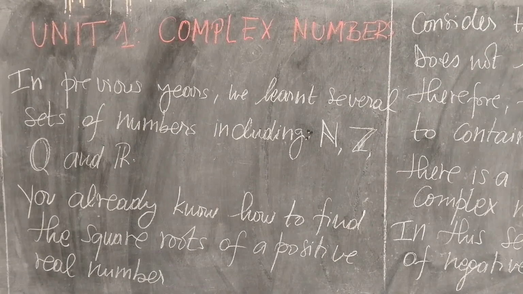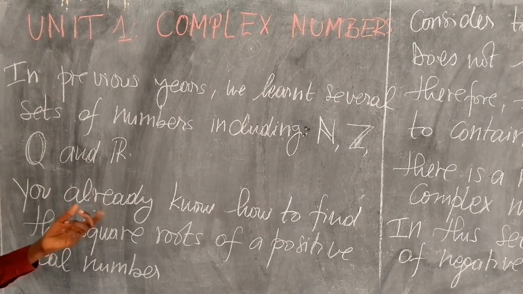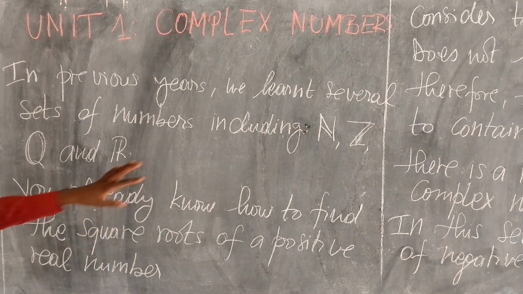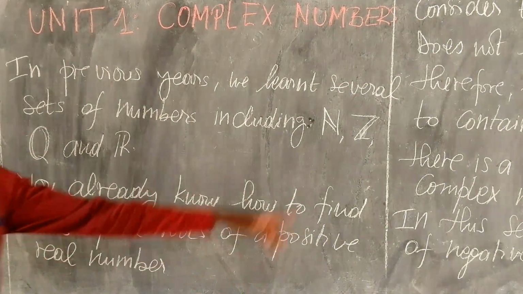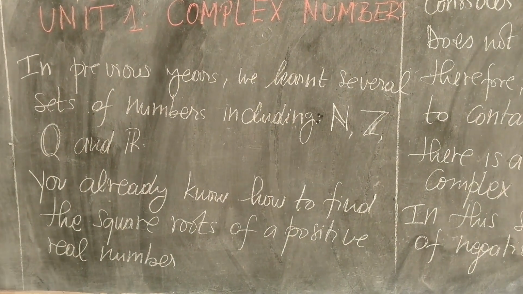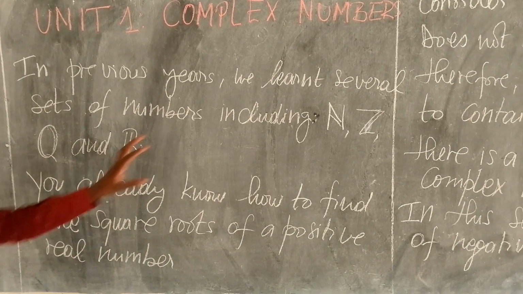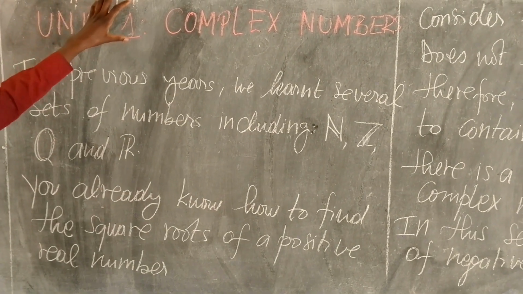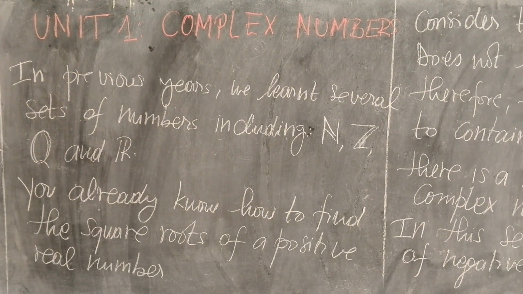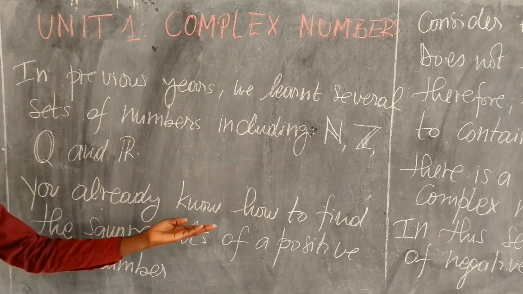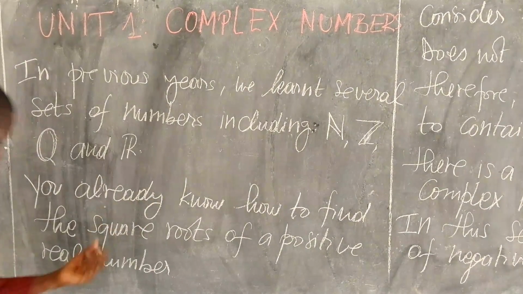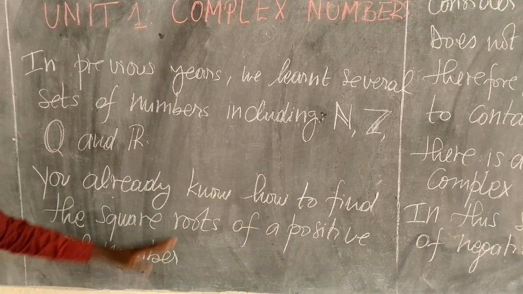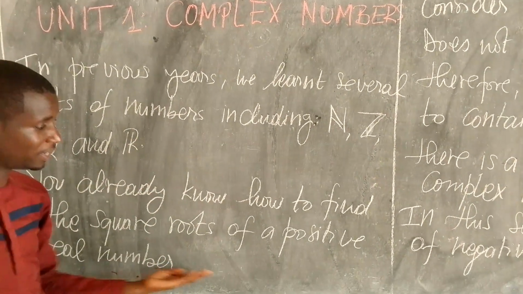In the previous year we learned several sets of numbers. Here we have an example of those sets, including the natural numbers, integers, irrational and real numbers, and another set. Here we are going to introduce a new set of numbers. You already know how to find the square root of a positive real number, but today we will see how to find the square root of a negative number.